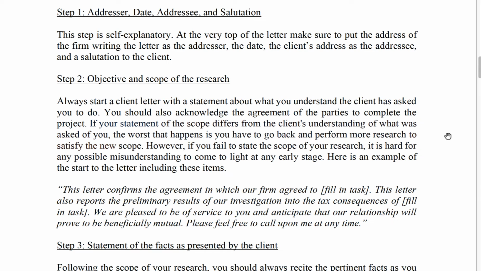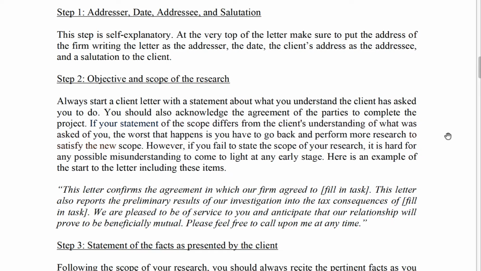Always, always, always start a client letter with a statement about what you understand the client has asked you to do. You should also acknowledge the agreement of the parties to complete the project. So you have to acknowledge, and that's also another important reason, so you get paid. You want to state that in there.